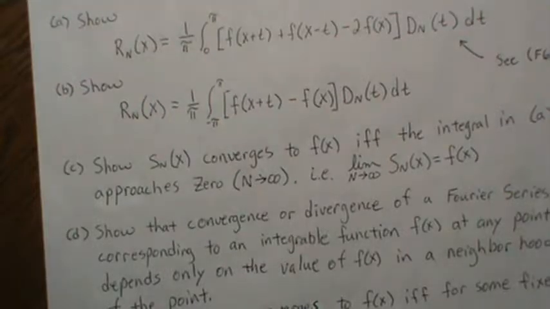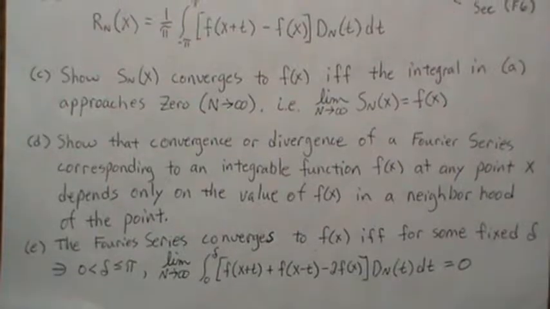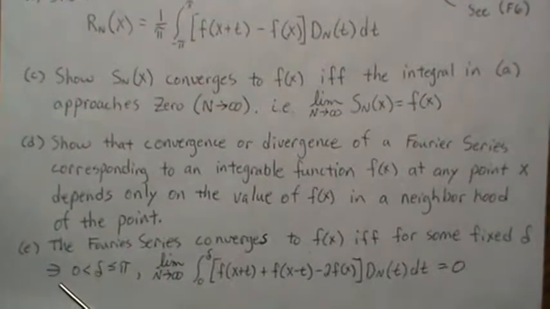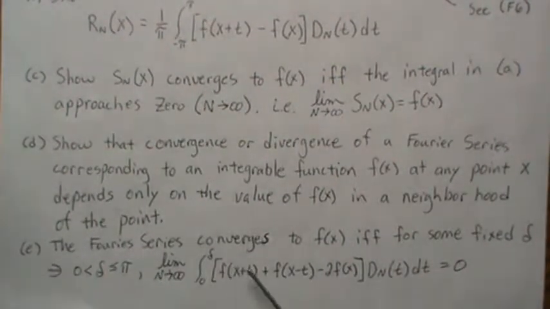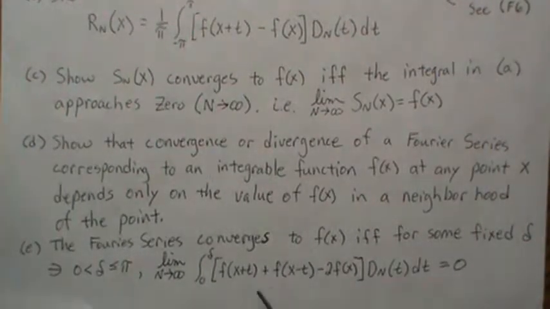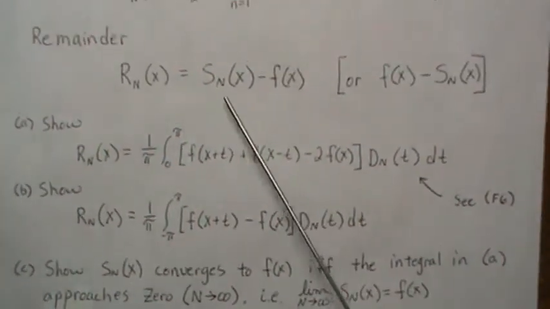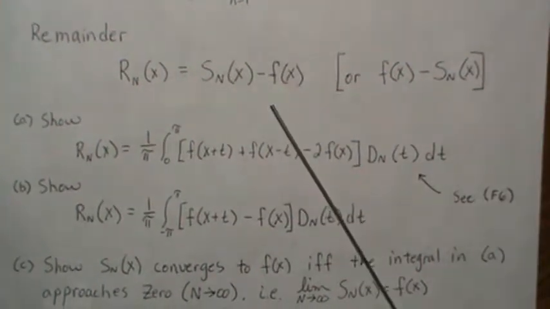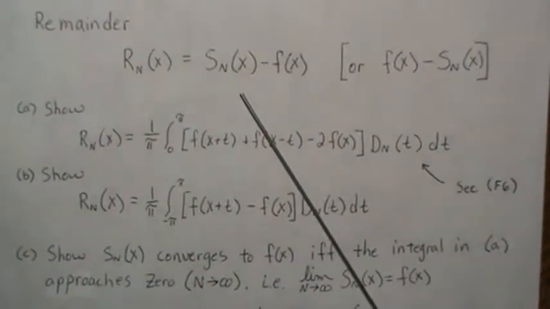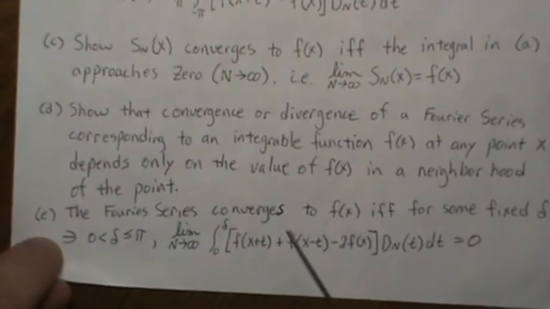And if this is true, so if it only depends upon a small interval around that x, then the series converges. So the next one, part E, is that the Fourier series converges to f of x if and only if for some fixed delta such that it's between 0 and pi, this limit goes to 0. And so what we'll show basically is that when this limit goes to 0, it means this remainder or residual goes to 0. And when the remainder or residual goes to 0, then we know that the Fourier series converges to f of x. That's what this says.